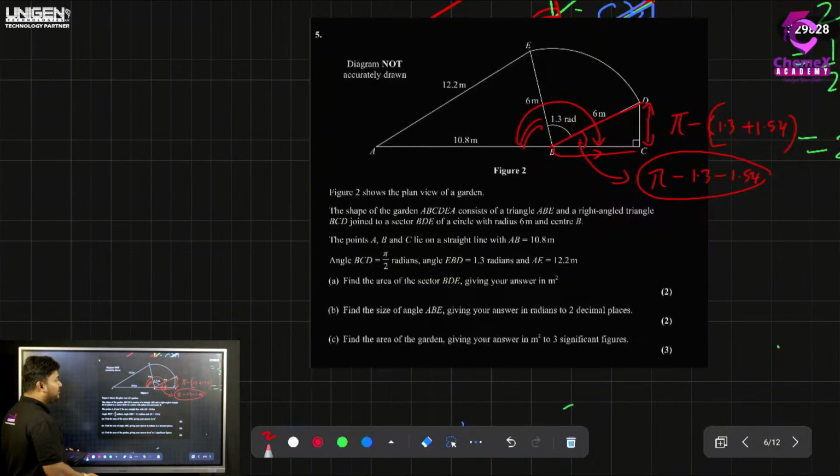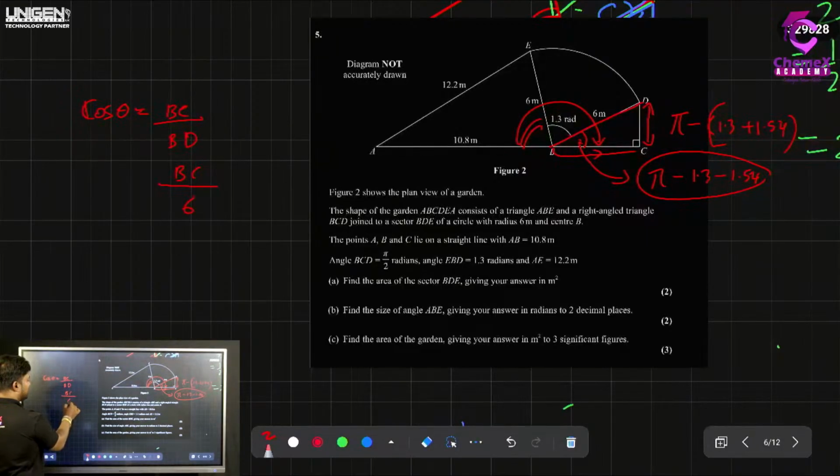So BC, how do you find it? What's the formula you're going to use if you want to find BC? BC is equal to what? Adjacent and hypotenuse. What is that? Cos. So cos theta is equal to BC over BD, which is 6. So BC over 6 is equal to cos what?